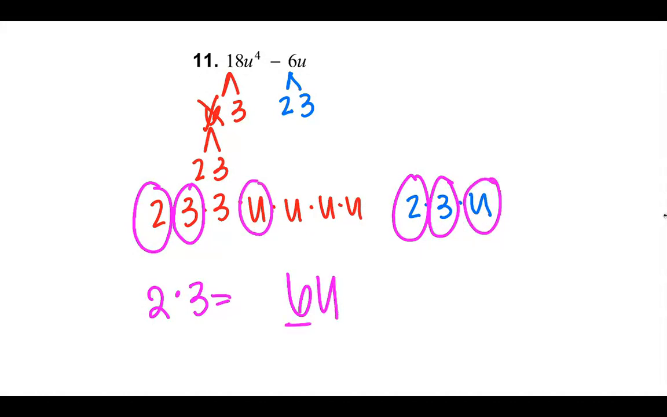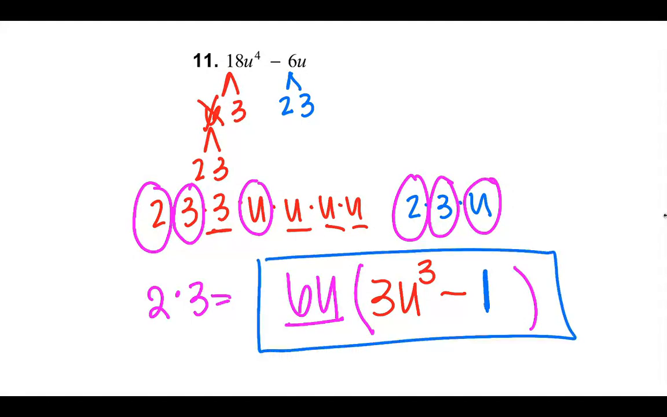So that's my GCF. Then I've got to find these leftover pieces here. So the red leftover pieces, I've got a 3 and then 3u. So it's 3u to the third power. There's a minus sign, so it's minus. And there's nothing there. Remember, when there's nothing there, I just put a 1. I took everything out, so I'm going to put a 1 there. So this would be my final answer here.